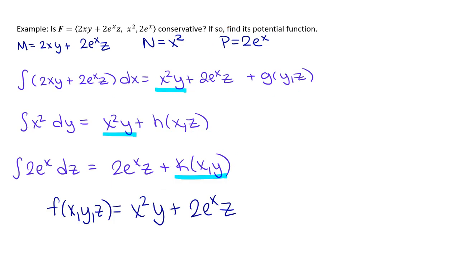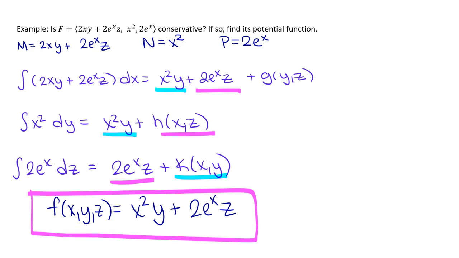Okay, so again, I have it highlighted now. Maybe this looks nicer. There's my x squared y. It appeared in the first 2 integrals. It didn't appear in the third because it only has x's and y's. The 2e to the xz appeared in all of the integrals except the middle one because it only has x's and z's. And then there were no terms with just y's and z's. And so those 2 terms, the x squared y plus 2e to the xz, that is my potential function.